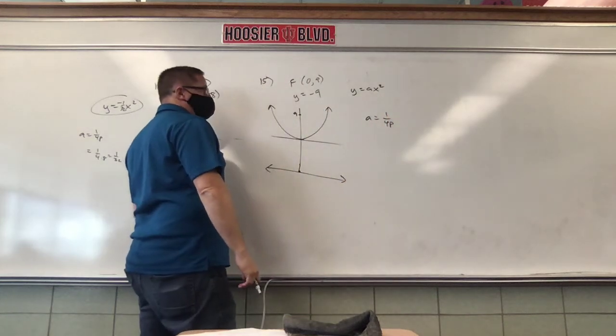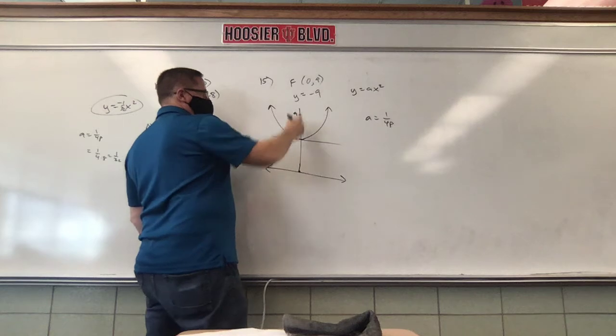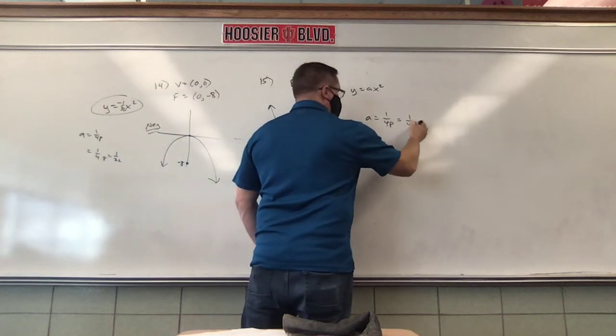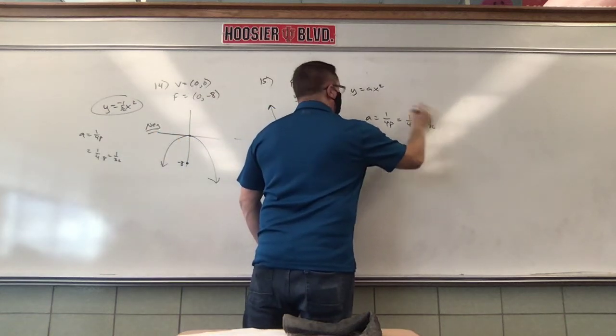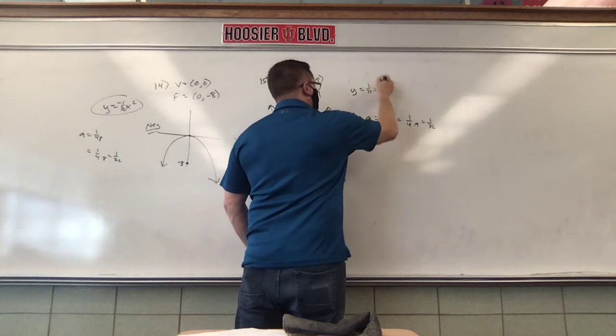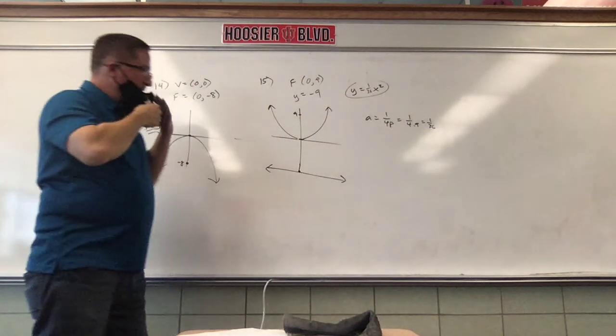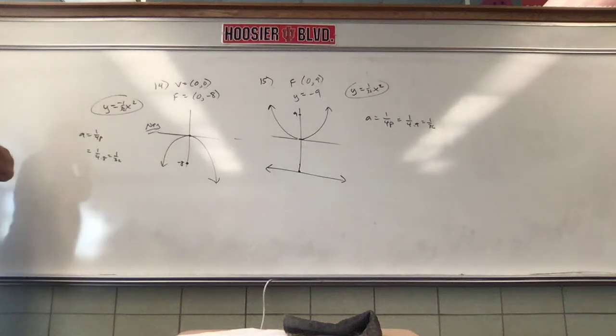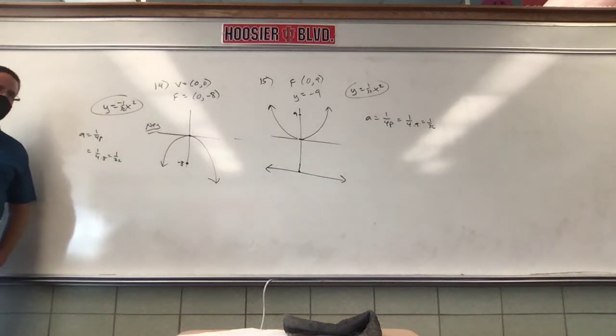We know that p is what? 9. 1 over 4 times 9, which is 1 over 36. Y equals 1/36 x squared. And don't make it negative. You only make it negative if they open down or to the left.